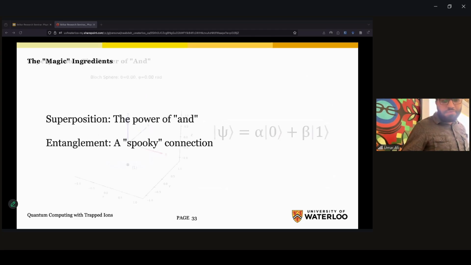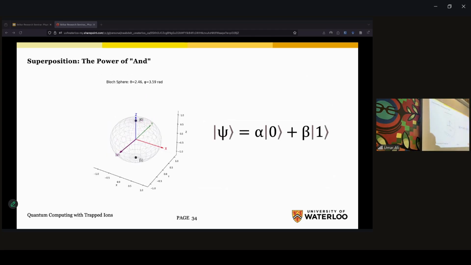Basically, superposition is this: in classical computers, if we have a bit that represents everything, it's either a 0 or a 1. However, in a quantum computer, the bit could take any other value. So it could be 0, it could be 1, it could be anything in between. You can see through this fancy picture that it could be any other point on the sphere. So we have a special bit. We call it a quantum bit, or a qubit.